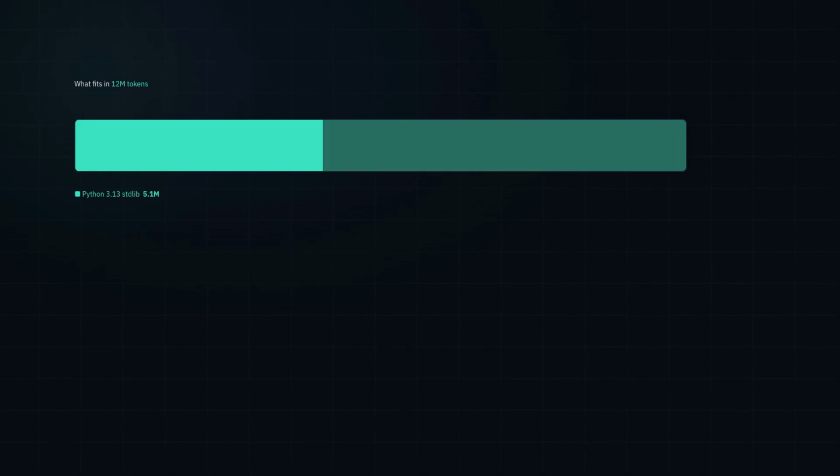Start with the number that shouldn't exist, a 12 million token context window. That's big enough to hold the entire Python 3.13 standard library, 5.1 million tokens, and still swallow 6 months of React pull requests on top, another 7.5 million. So here's the loop we'll close. Why can't the models you use every day do this? By the end, you'll know the exact assumption that breaks the wall.